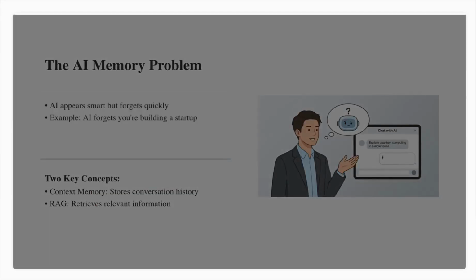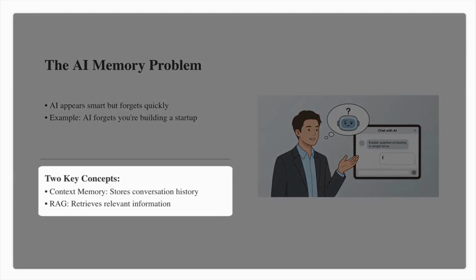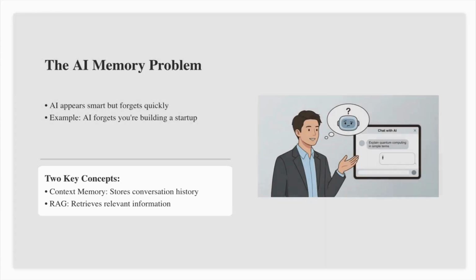Imagine you're telling an AI that you're building a startup. The AI responds helpfully, asking about your business model and challenges. But then you ask a follow-up question, and suddenly the AI has no idea what you're talking about. It's frustrating, isn't it? This brings us to two key concepts we'll explore today: context memory and RAG.